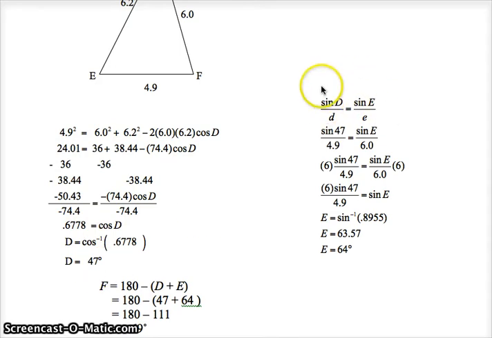Knowing that, I could then use the sine law, so sine of 47 over my 4.9, and I could solve for either E or F. I chose to solve for E. So I multiply both sides by 6 to isolate the sine of E, and then I took the inverse sine, which gave me 63.57, which I've rounded up to 64 degrees. So finally, my third angle will be the sum of those two angles subtracted from 180, which gives me a measurement of 69. Again, depending on which angle you found first, you may vary by 1 or 2 degrees, especially because of this rounding right here.